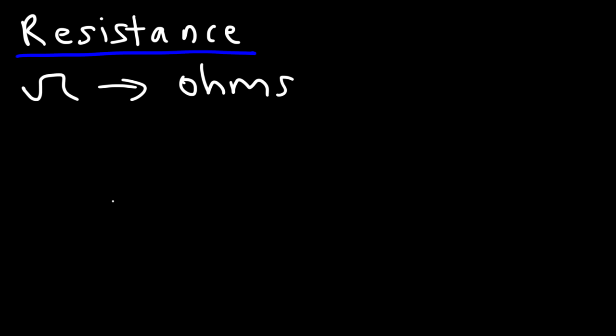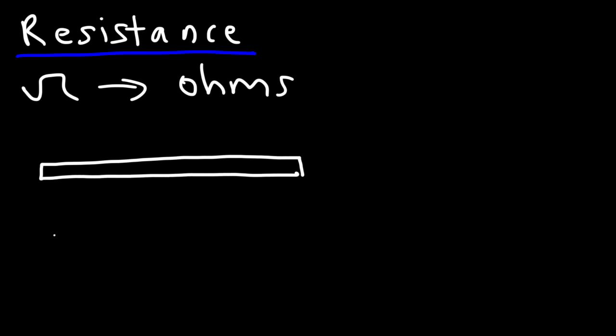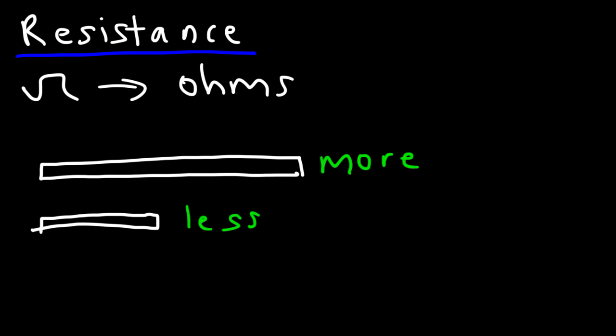Now here's a question for you. Which type of wire will have more resistance? Let's say a long wire or a short wire. Well, you know that a long wire will have more resistance than a short wire because the electrons have a greater distance to travel through. And so longer wires have more resistance than short wires. You have a greater distance to travel to get from one part of the circuit to the other.